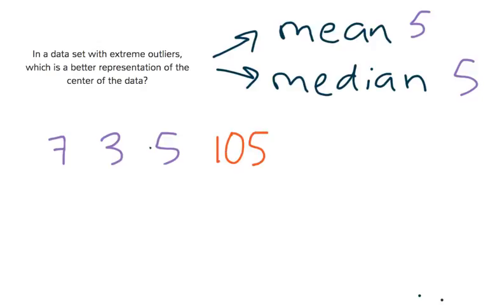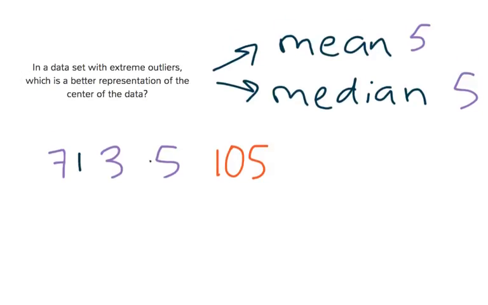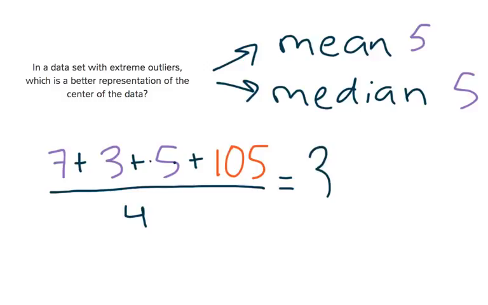Now let's go ahead and calculate the mean. So we add them all up and we divide by 4 numbers. 7 plus 3 is 10, plus 5 is 15, plus 105 is 120. And then we're going to take 120 and divide it by 4 and we should get 30. So in the case of extreme outliers, if we add this outlier, our mean goes from 5 to 30.